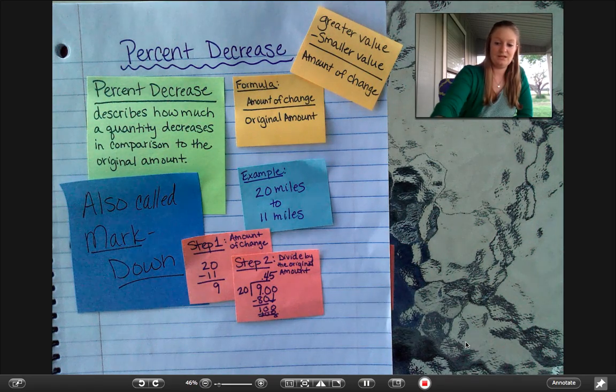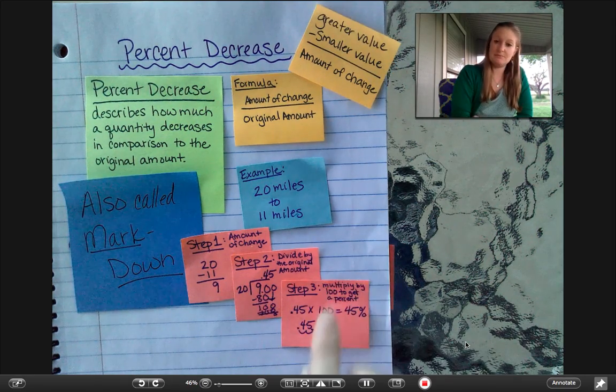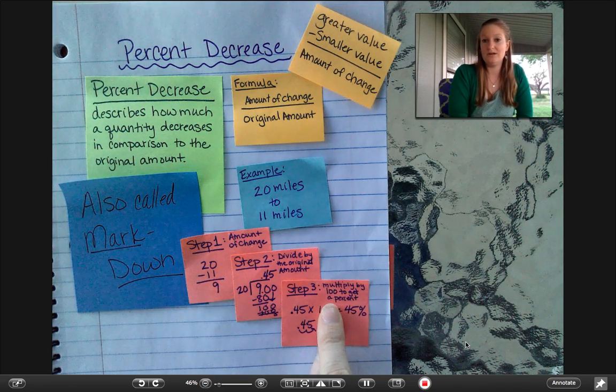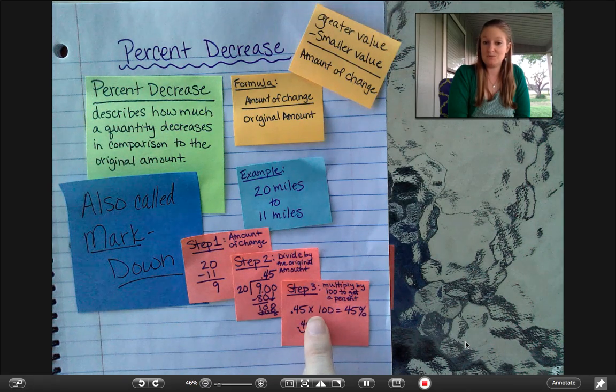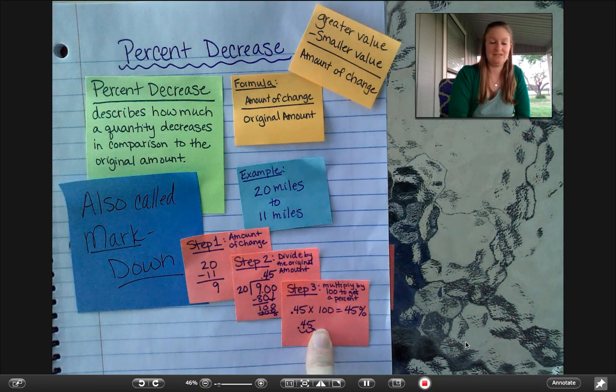Then, step 3, we're going to multiply by 100 to get our percent. 0.45 times 100 gives us 45%. Or you can do that shortcut method, which is to move your decimal 2 places to the right.